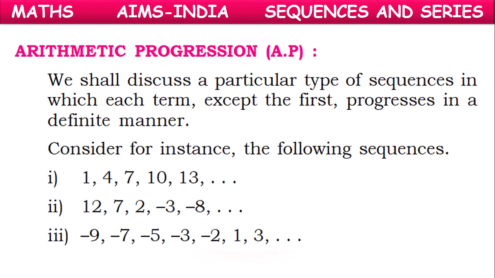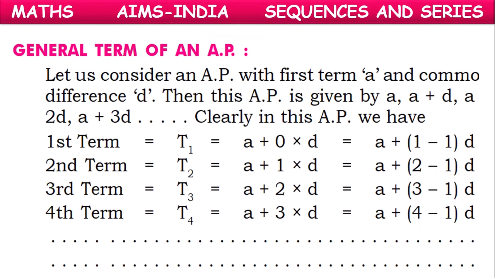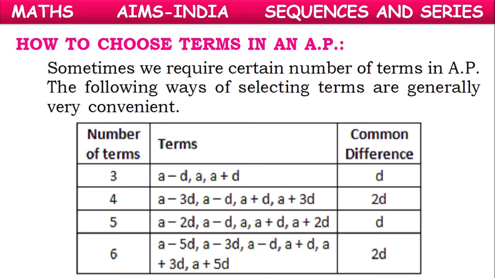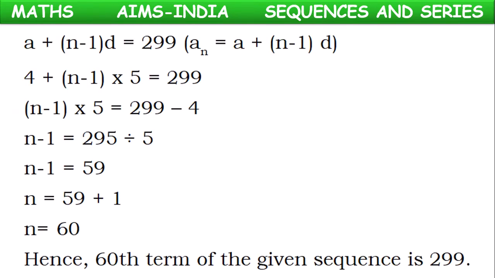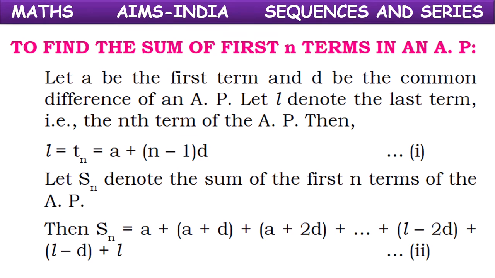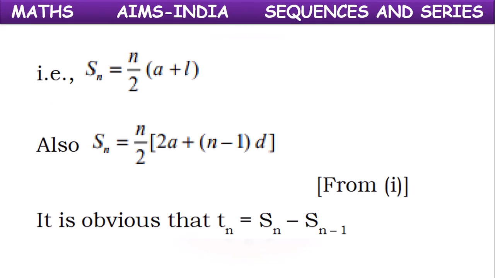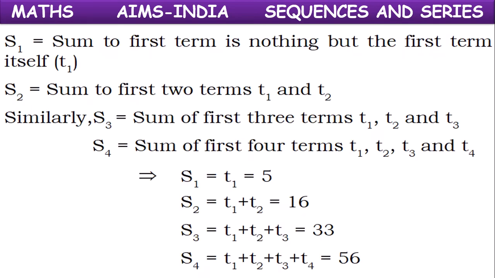About progressions we have learned. Next, about arithmetic progression in detail we have learned, and some examples we have solved. Its general term we have discussed. How to choose terms, this topic is also completed, and important properties we have discussed, and some more examples we have solved. Then how to find the sum of the first n terms, the sum of an AP, that formula also we have derived, and some examples based on that we have solved.